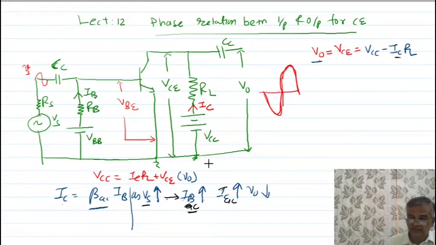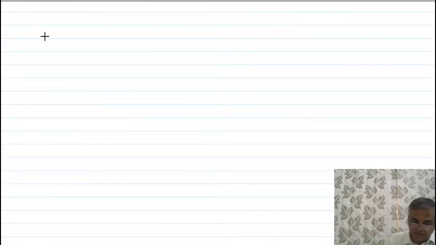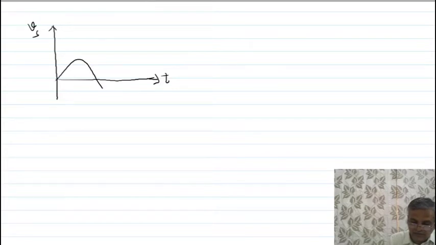So looking at this fact or discussion, I can draw the waveform of the input AC voltage. I am showing you input AC voltage with time. If this is the input AC voltage, then your output voltage will be like this.